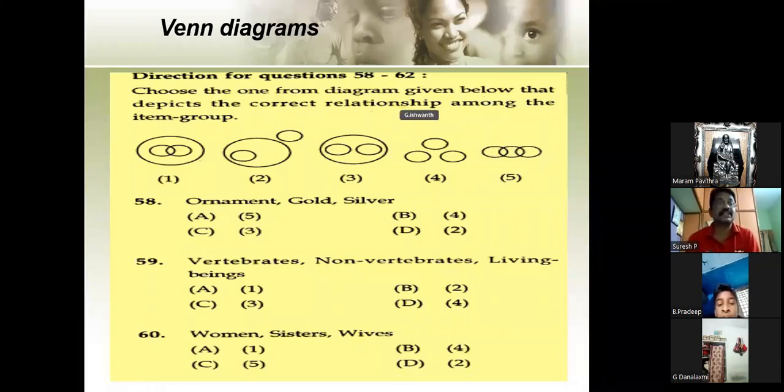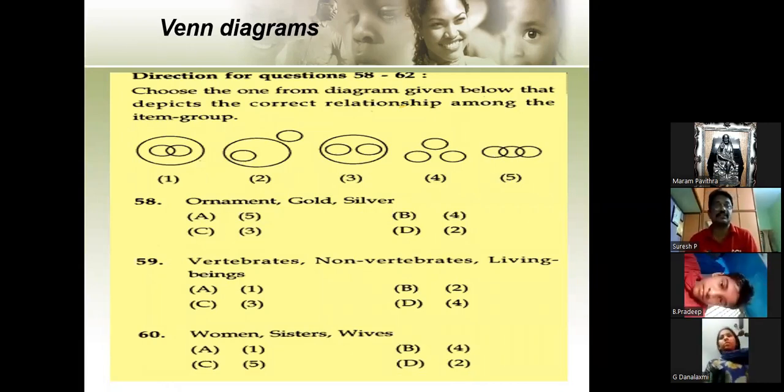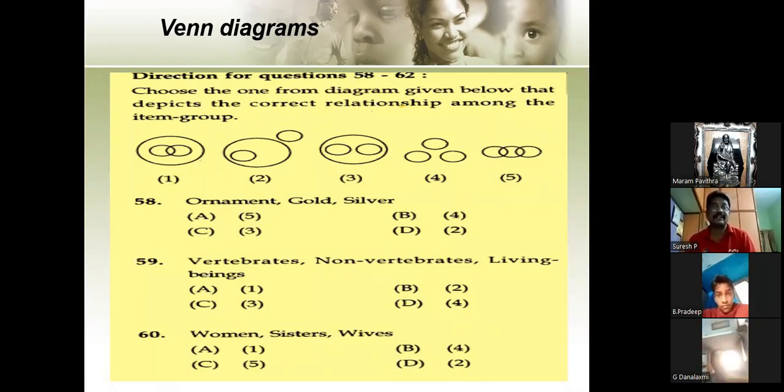The next one is Venn diagrams. Here some directions are given. You have to identify that. Choose the one from the diagrams given below that depicts the correct relationship among the groups. Here ornaments, gold, silver are given. Ornaments are prepared from gold and silver. Correct. So gold and silver come as circles.